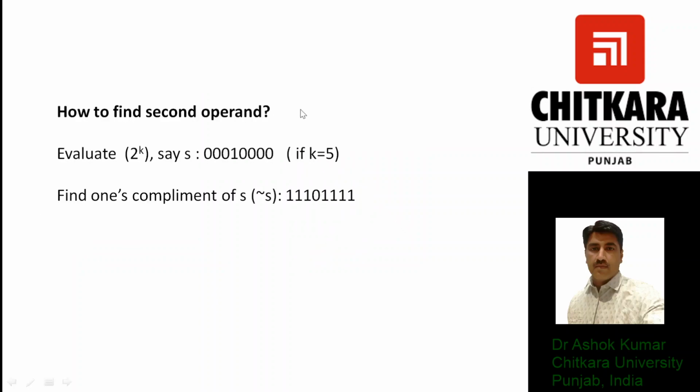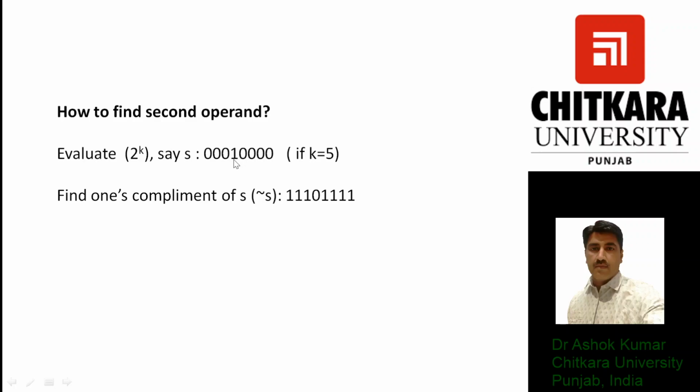So how to find the second operand, that is what we are going to discuss now. So first of all, if you want to reset the kth bit, you will find a number that is 2 raised to power k. Let's suppose if you want to reset the fifth bit of the number, then you will find 2 raised to power 5, so that will be 32. I have shown it here, the number that is 2 raised to power 5. So you will get this number.